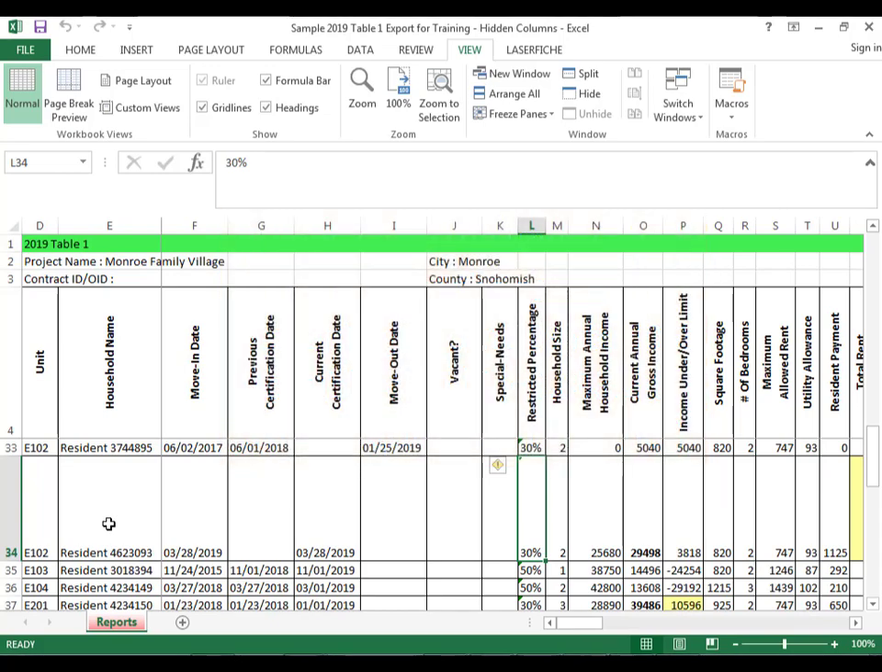So that would involve going back into the unit record and changing the restricted percentage from 30% to 50%. Of course, when you do that, you have to make sure that you have extra 30% units. When we looked through the annual summary report, this property had exactly the number of 30% units that they needed. So if we redesignate this one from 30 to 50, that means they're going to be short a 30% unit.